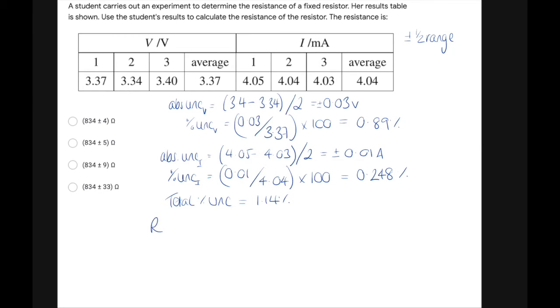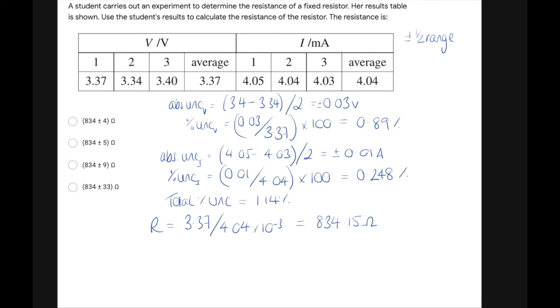If we now actually calculate our value for R using our average value for V of 3.37 and dividing that by our average value for I of 4.04 times 10 to the minus 3, because this is measured in milliamps, then we get a value for R of 834.15 ohms. So we can see that that's probably right because all four options are 834.